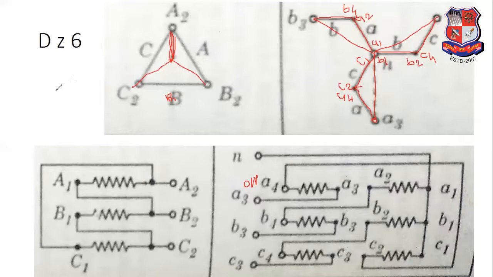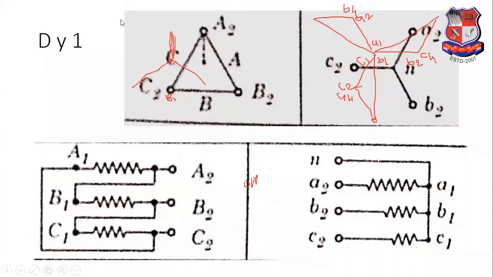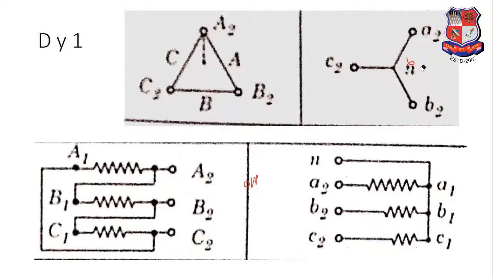Yeah. Now next. Next connection is DY1 connection. So first connect HV into delta. Same procedure. This is with reference to this A2, B2, C2, phase ABC. And A1 is connected with B2. B1 is connected with C2.